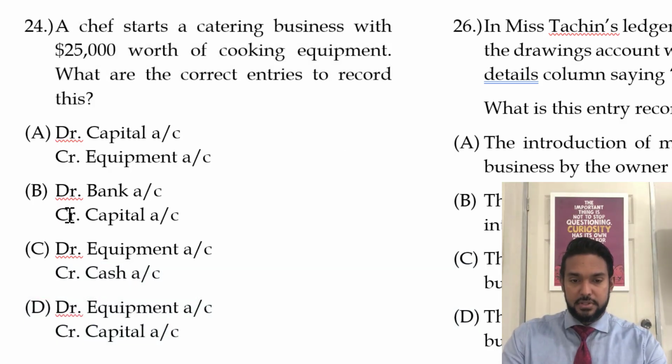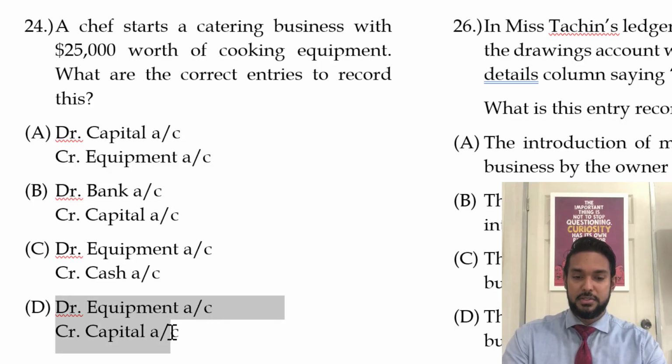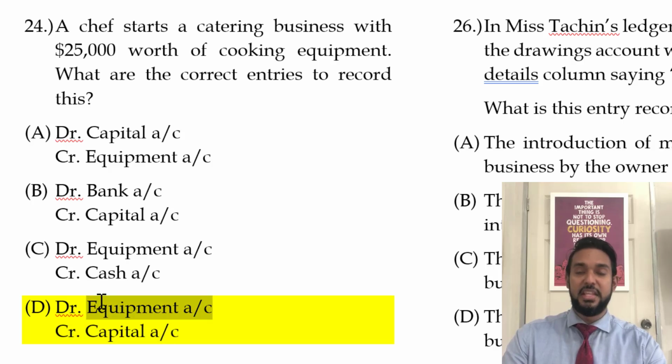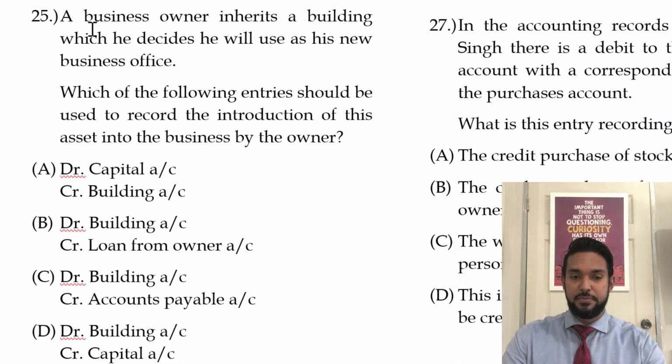So you credit capital. So we have a credit to capital here and down here. Up here it says debit bank. Did we put money in the bank? No, we didn't. Not we, the chef put in equipment. So you have to debit equipment. So D is the correct answer here. Right? So once again, credit where it's coming from. The value to start the business came from capital, and debit where it's going. It's going into the equipment account. Okay? Let's go again. Number 25.